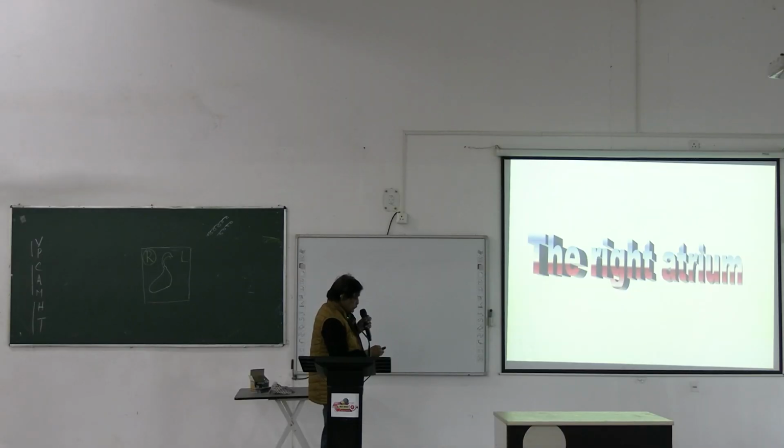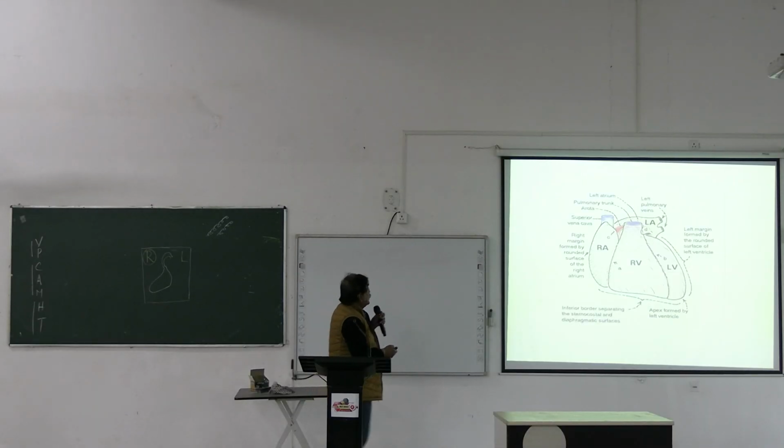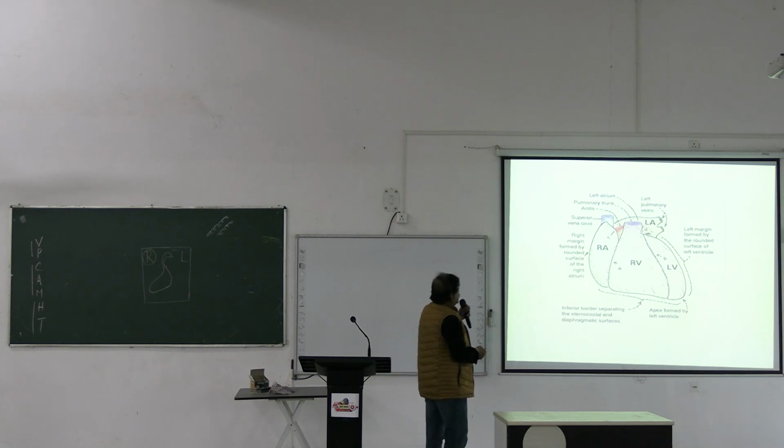The right atrium, now you see the right atrium, the right margin formed by the rounded surface of the right atrium, the superior vena cava, this is the pulmonary aorta, this is the aorta, and this is the pulmonary trunk, left atrium, this is the left atrium, left pulmonary veins, right ventricles, left ventricles.